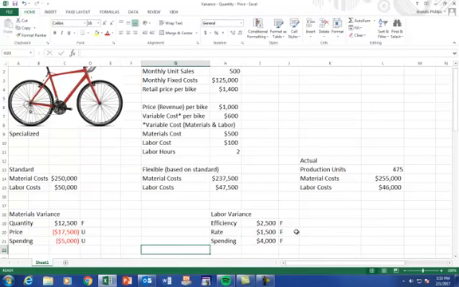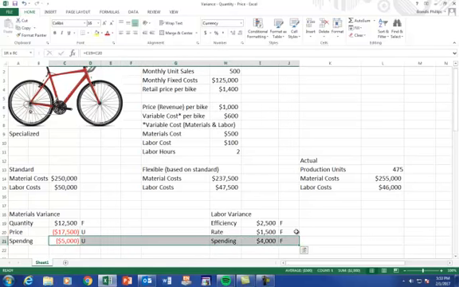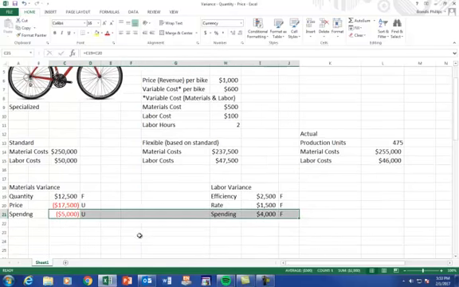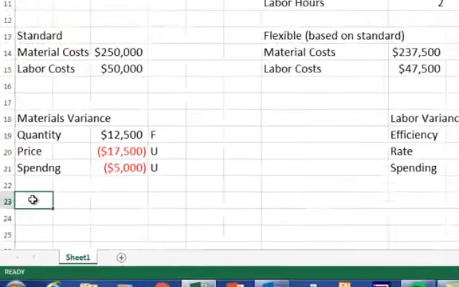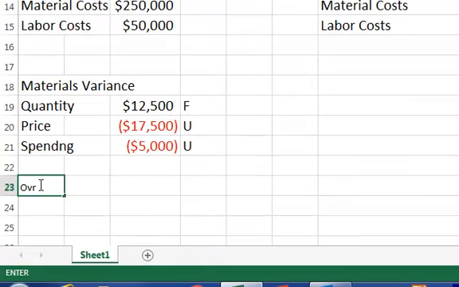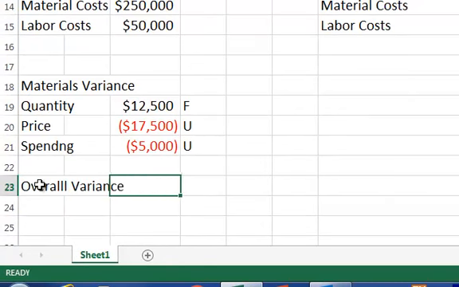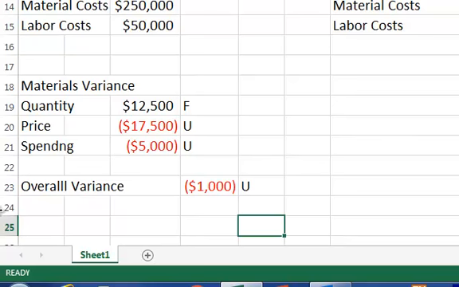But if we take the two together, we have negative $5,000 and positive $4,000. So my overall variance is negative or unfavorable by $1,000. Okay, and that's the basics of the spending variances. And then you can also do this by using the labor hours, but I won't get into that example here. And that's it.